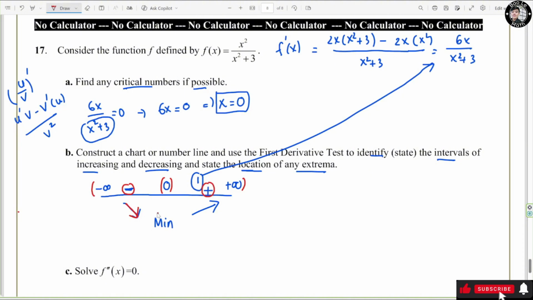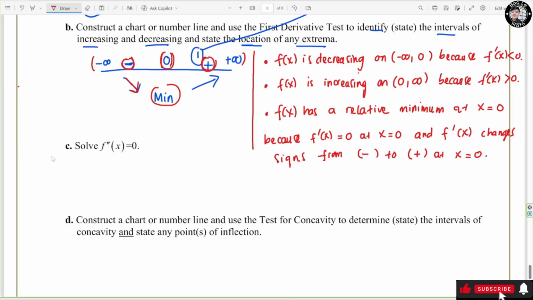Now there is a relative minimum at s equals 0 because f prime of s changes sign from negative to positive at s equals 0, right? Now let's move on to question C. Solve f double prime of s equal to 0. So previously we have f prime of s equals 6s over (s squared plus 3) altogether squared.